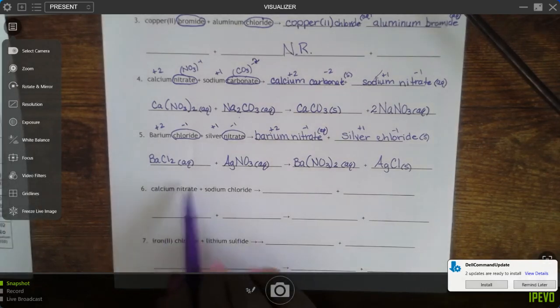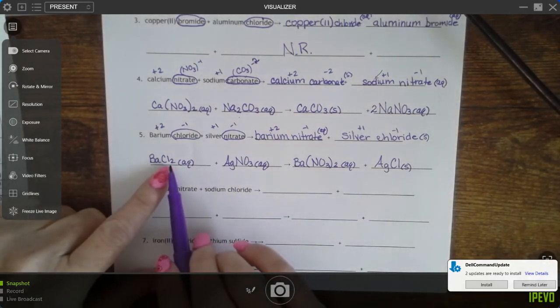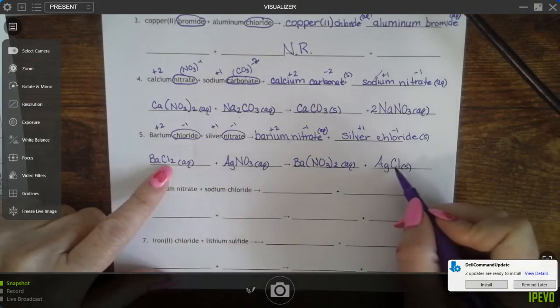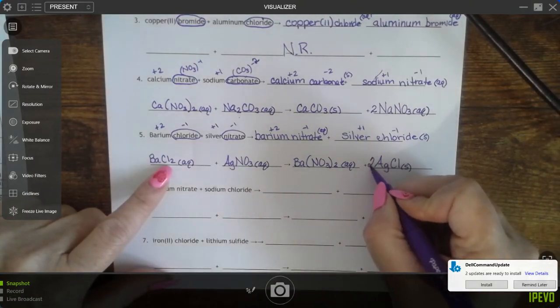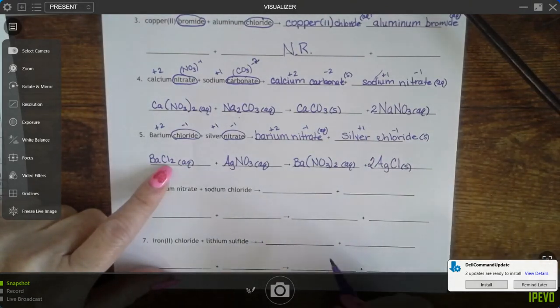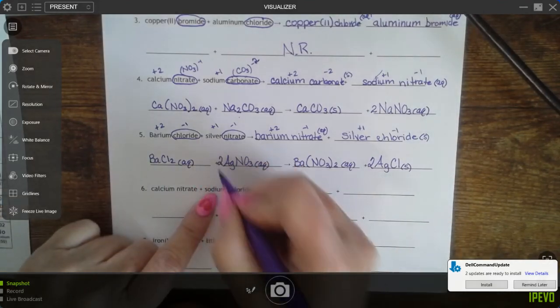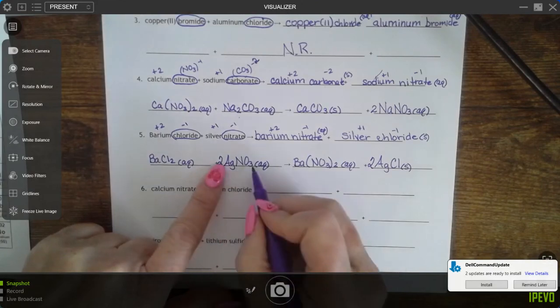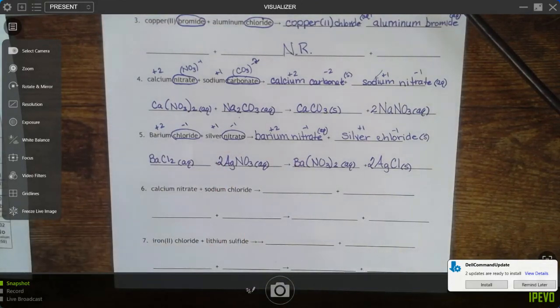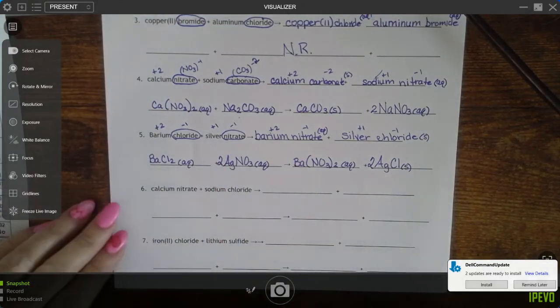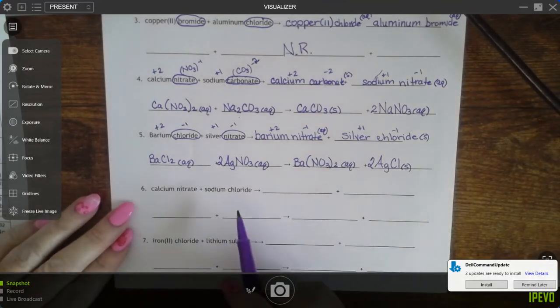Does this one need to be balanced? Let's see. We've got 2 chlorine here and only 1 over here. So I need a 2 in front of the silver. Then I've got 2 silver, so I need a 2 here. And that gives me 2 nitrates, so that equation is balanced. All right? Okay.